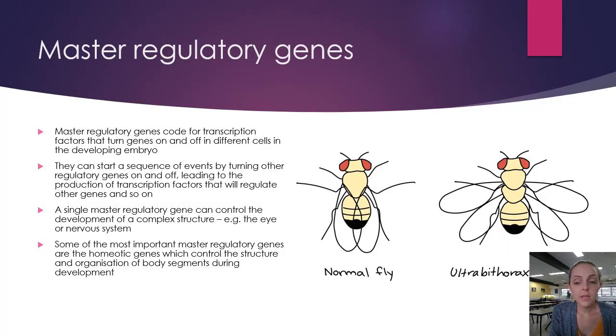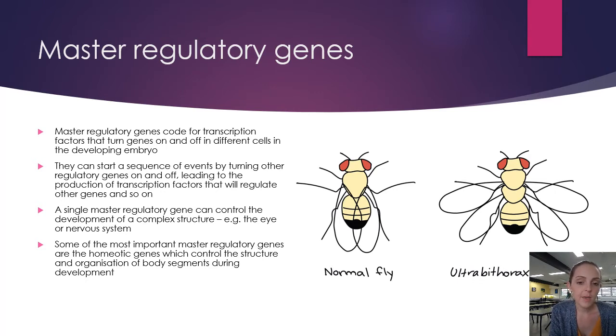Now, another really important type of gene is a master regulatory gene. Now, we know what a regulatory gene is now, but a master regulatory gene is a gene that is going to be regulating the genes during embryonic development. So it's going to control what's turned on and what's turned off during the development. So that can have some major effects on the anatomical structure of an organism.